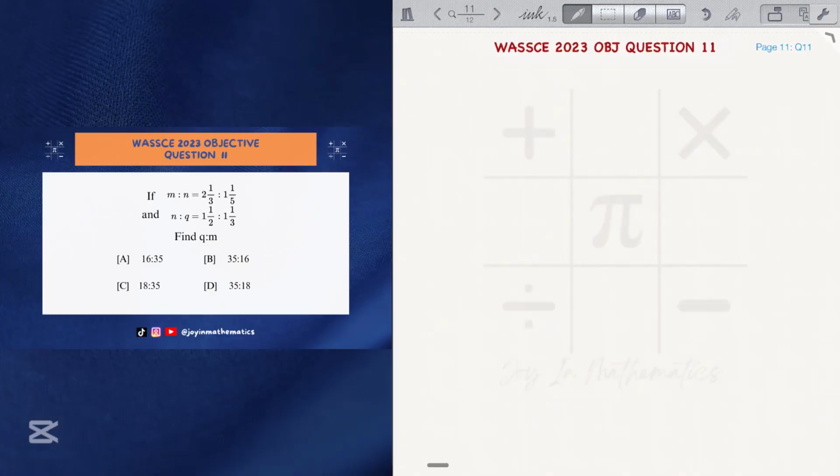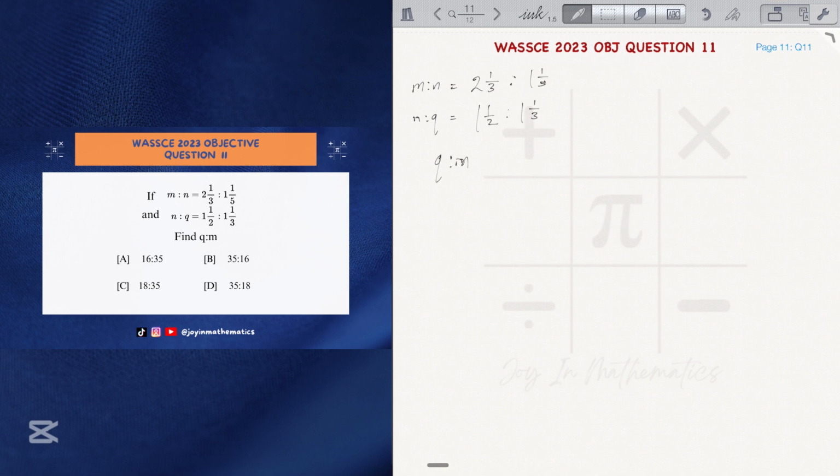WAEC 2023 Objective Question 11. We have a question that says if m ratio n is equal to 2 1/3 ratio 1 1/5. Similarly, n ratio q is equal to 1 1/2 ratio 1 1/3. We should find q ratio m.